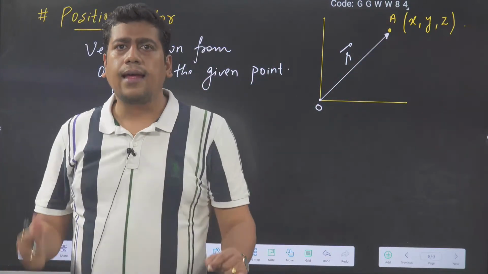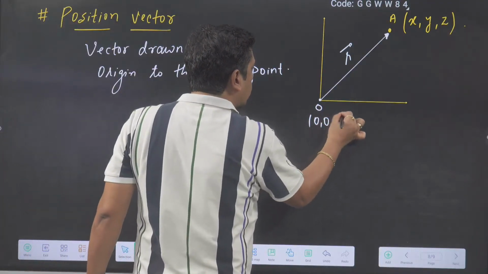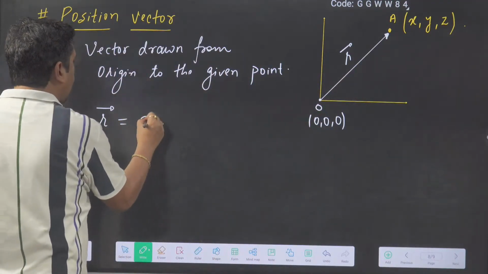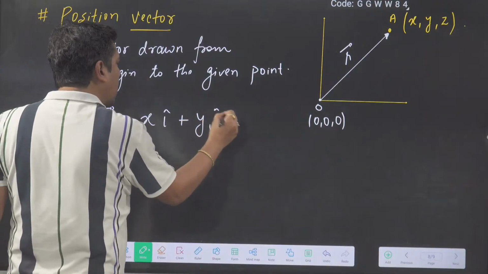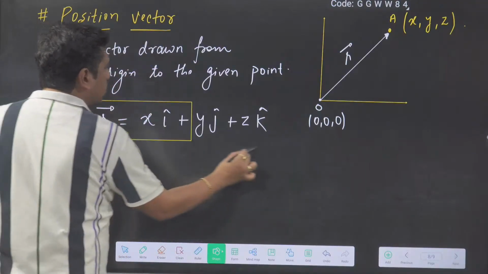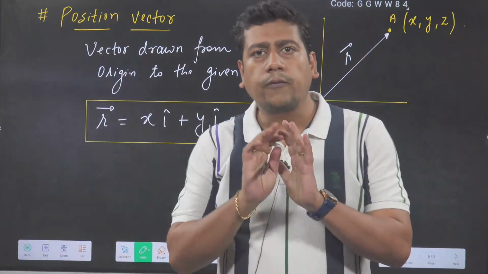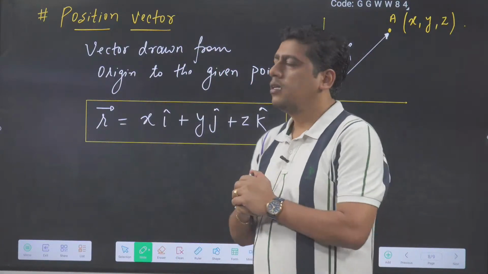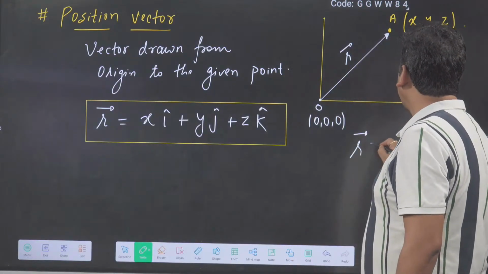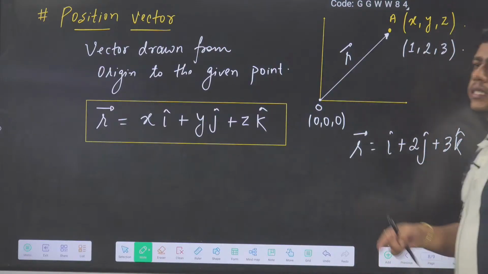Line joining origin and A, and according to the previous logic, origin means 0, 0, 0. So it will become x minus 0 i cap, which is x i cap, y minus 0 j cap, plus so on. If you know the coordinates, you also know the position vector. That means if the coordinate is 1, 2, 3, then position vector will be simply i cap plus 2j cap plus 3k cap. It's so simple.